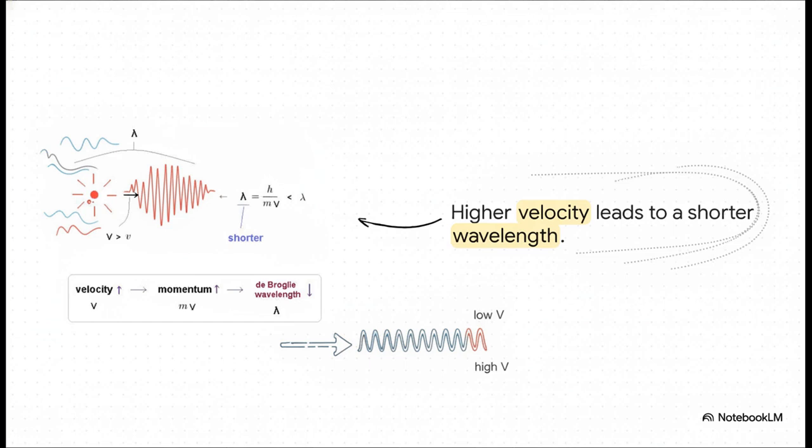But as we apply force and its velocity becomes greater, its momentum shoots up, and notice what happens to the wave on the right. The math strictly dictates that the waves become tightly packed together. The de Broglie wavelength drops significantly. The faster you push a particle, the shorter and tighter its matter wave becomes.